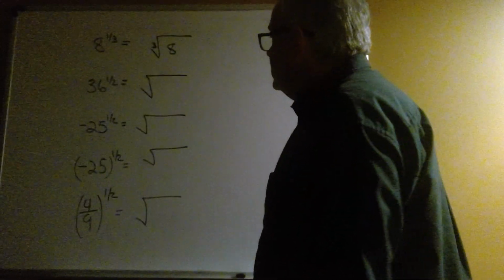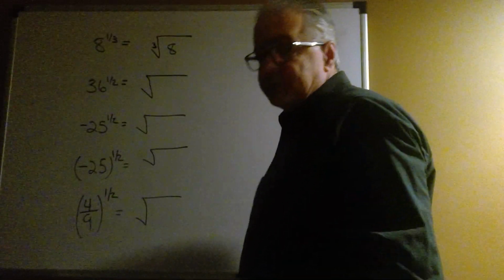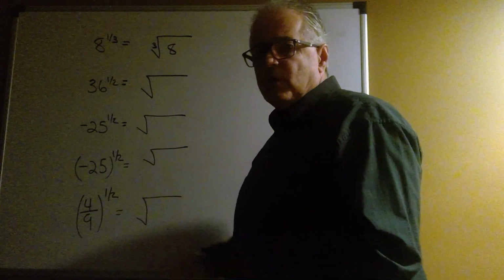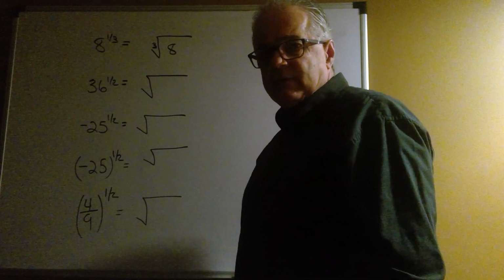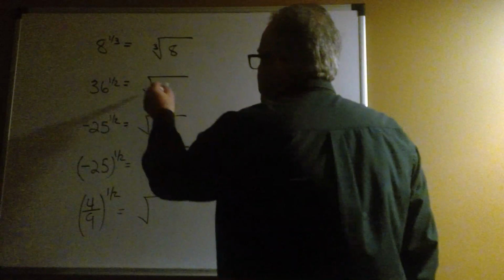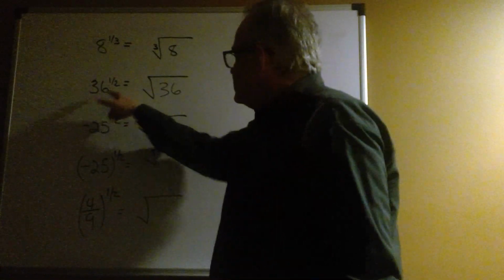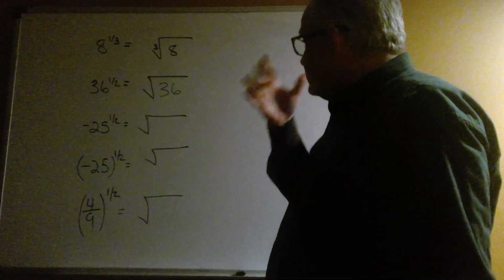Here I don't have to write the 2, because that means it's a square root. If you do write the 2, that's okay. So this one's just going to be the square root of 36. This 36 is the radicand that stays underneath the radical sign.